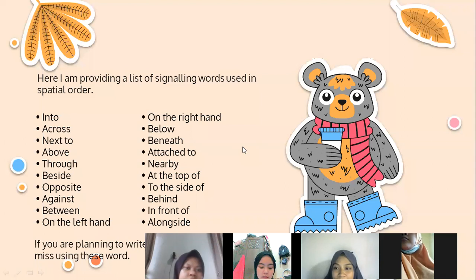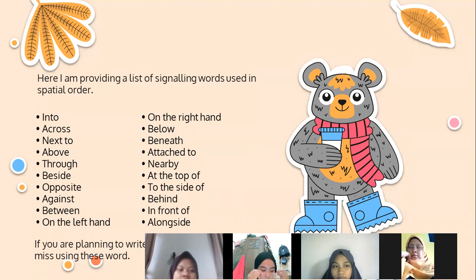Here I am providing a list of signaling words used in spatial order. There are into, across, next to, above, through, beside, opposite, against, between, on the left hand, on the right hand, below, beneath, attached to, nearby, at the top of, to the side of, behind, in front of, and alongside.